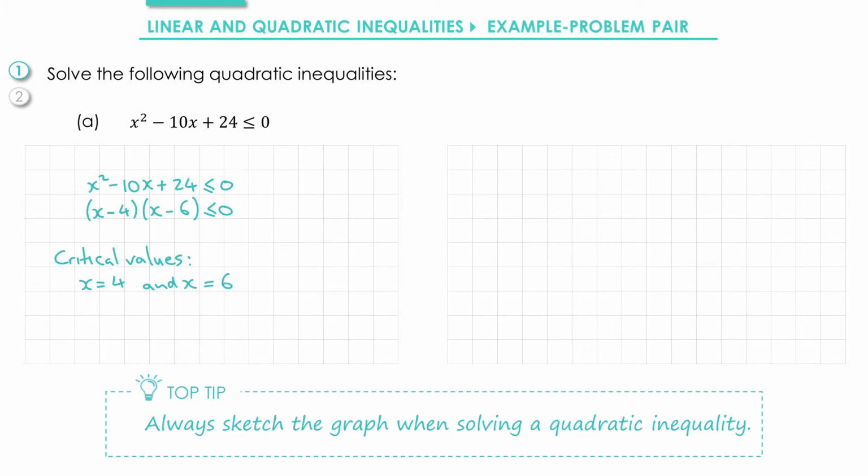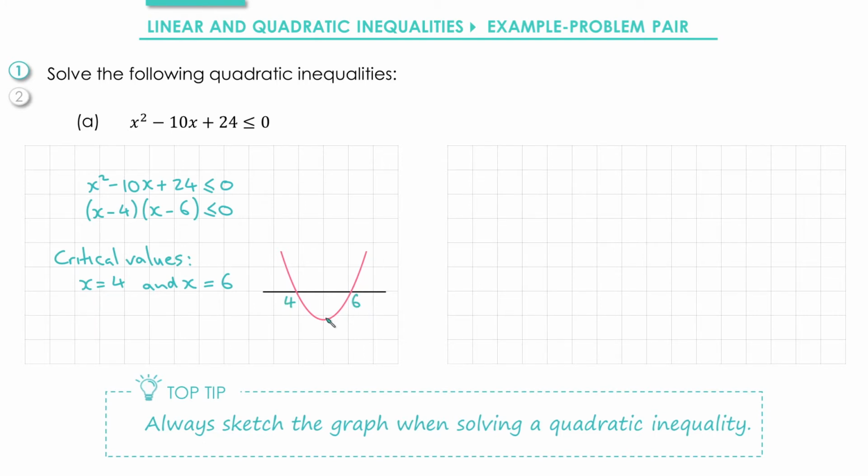At this point, I'm going to sketch the graph. My x squared term is positive, so I have a U-shaped parabola. And I've drawn the x-axis on, but I'm not going to draw the y-axis because it's not relevant to what I need the graph for. On the graph, I'm going to mark my critical values, which are essentially the roots of this quadratic. I have 4 and 6.